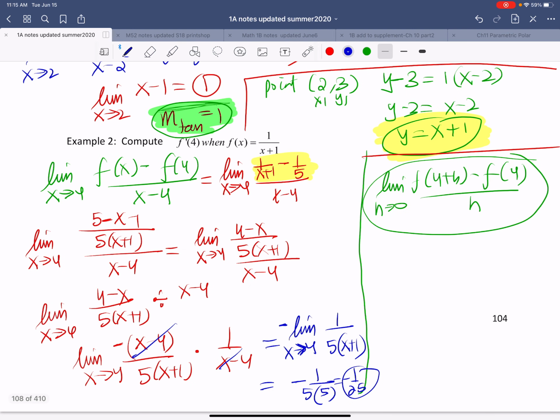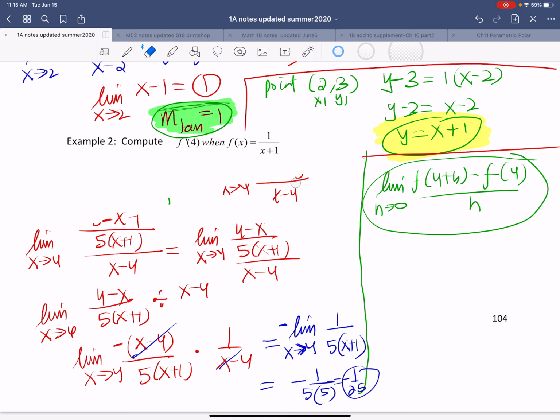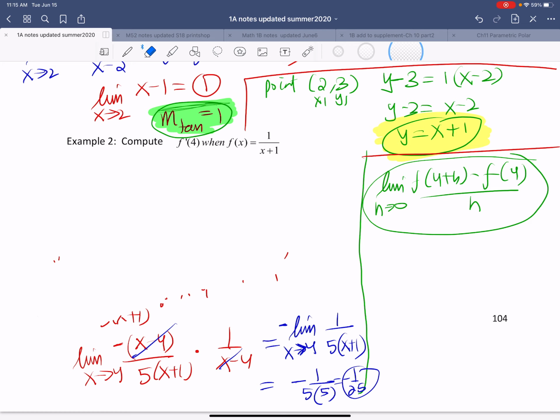Okay, I also want to show you how to use the limit definition of derivative. So I'm going to erase this and proceed with the limit definition of derivative. That way you know how to do both the techniques, and you can use either when you're doing homework. They both give you the same answer.